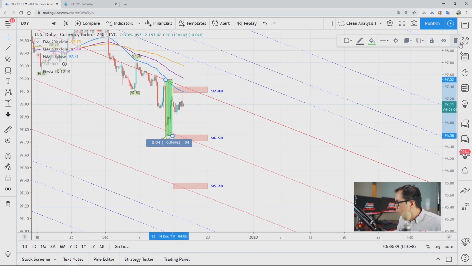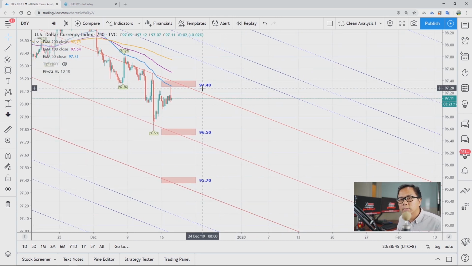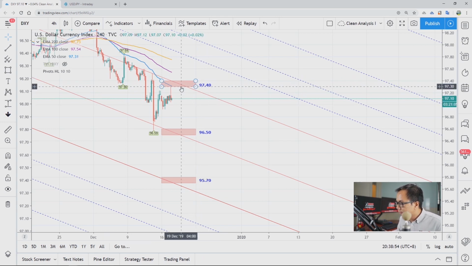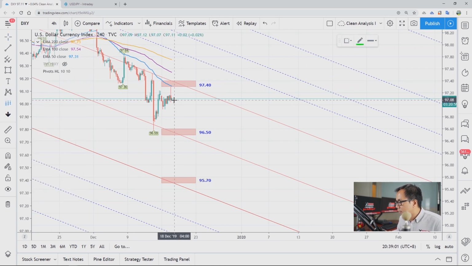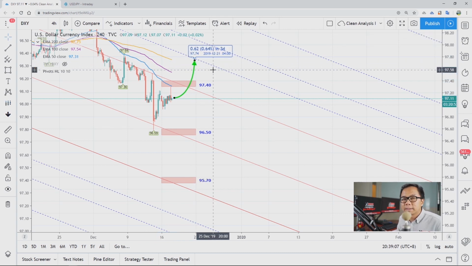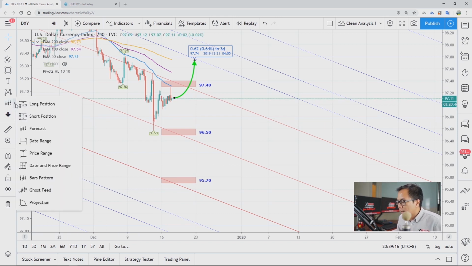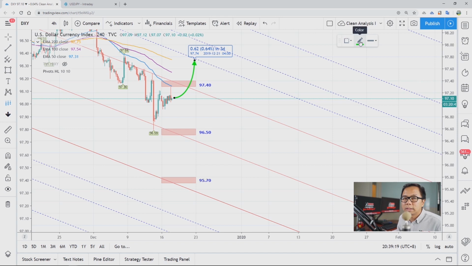And of course, the technical level we have to look into this week is 97.40 on the resistance, and it is currently hovering around 97.11. This is the resistance that we have to be aware of. If it breaks upper, then the dollar will move higher. And if it doesn't break the resistance, there is a high probability that we will still go lower in the downtrend channel.